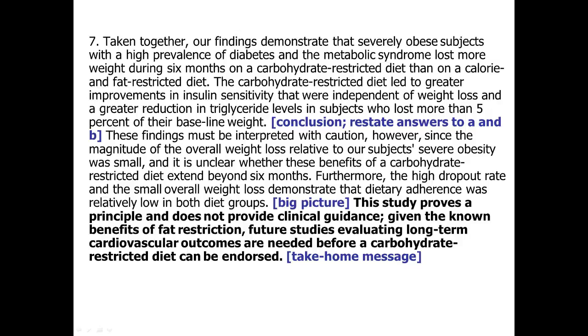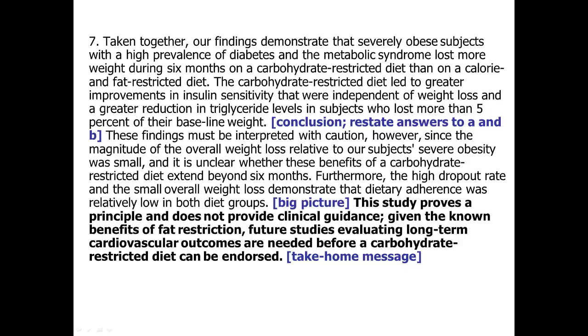Then they give you some big picture things, though. They say, well, hey, we have to interpret these findings with caution. This doesn't mean that everybody should rush out and go on a low-carb diet, because the magnitude of the overall weight loss relative to how overweight these subjects were was actually pretty small. So they did lose more weight, but it wasn't a huge amount. There was a high dropout rate, so that makes it difficult to interpret the results of our study.